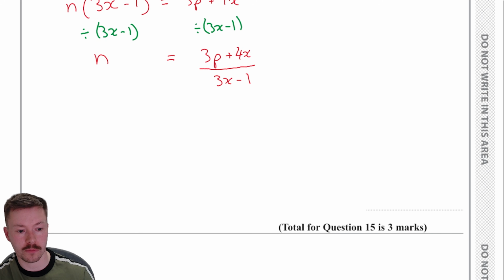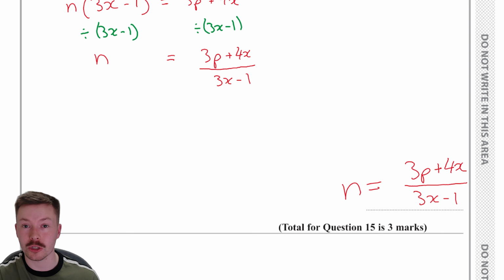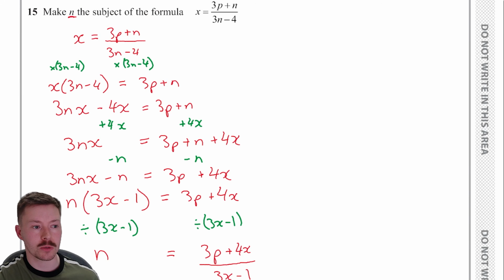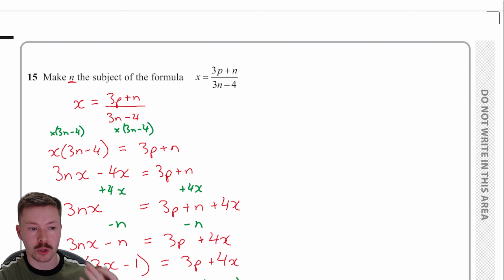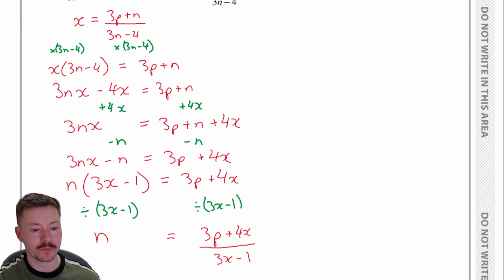So we've got n is equal to 3p plus 4x all divided by 3x minus 1. I need to make sure there's no n's left on the other side of the equals. It needs to be n equals and no other n's. And also you need to be careful with your algebraic working out. But with something complicated like this, where we've got n's on the top and the bottom of a fraction, you need to multiply by your denominator, expand the brackets, collect the n's on one side, factorise and divide.